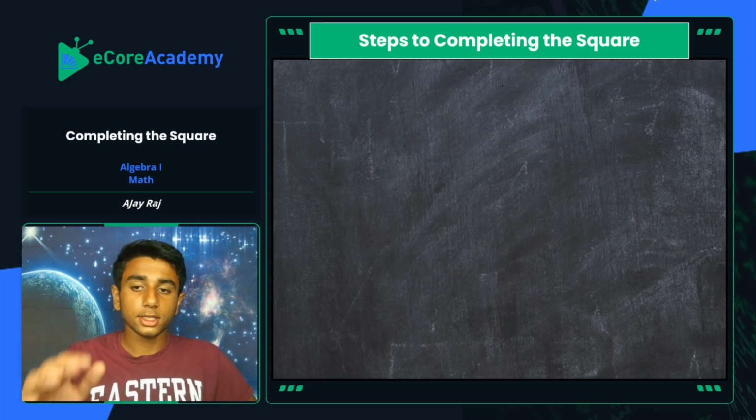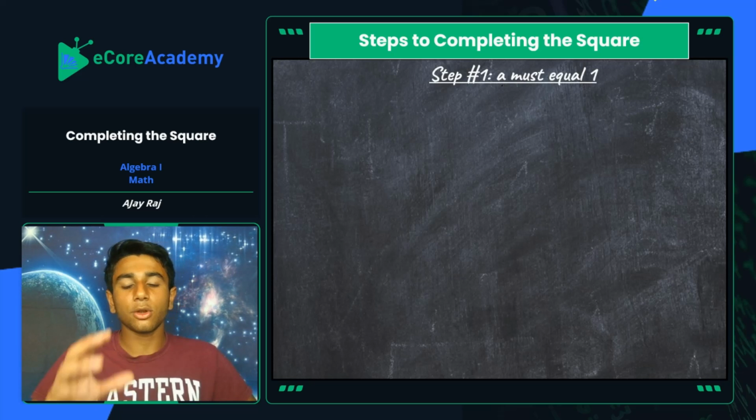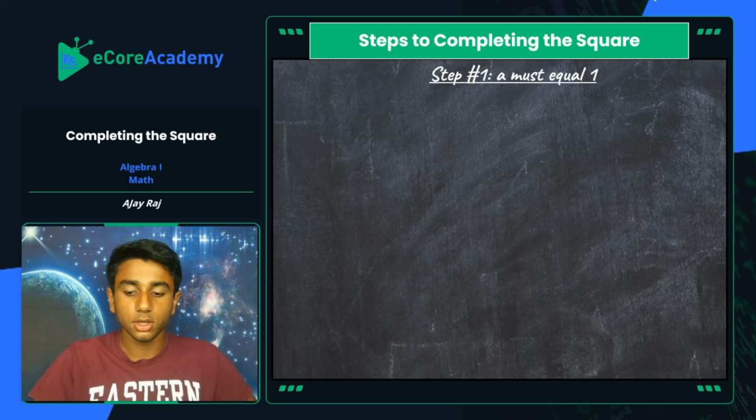So let's take a look at the steps to completing the square. The very first step is that a must equal 1. Remember, we're going to be given equations in standard form, and we're going to be solving those standard form equations by isolating our x, and whatever x is equal to, that's our x-intercept. Those are the solutions for x. It can be 1 or 2 solutions, or none.